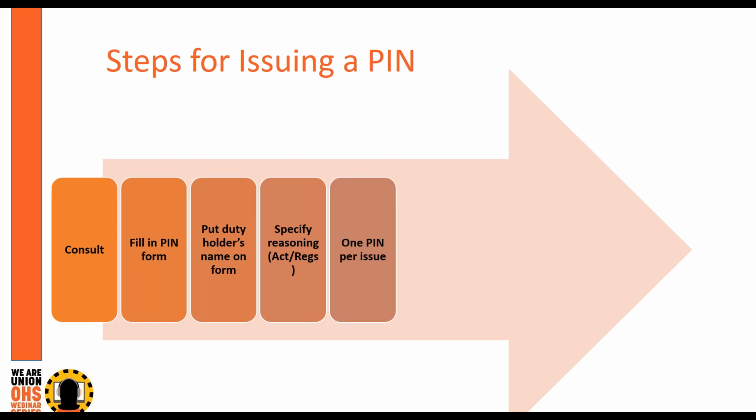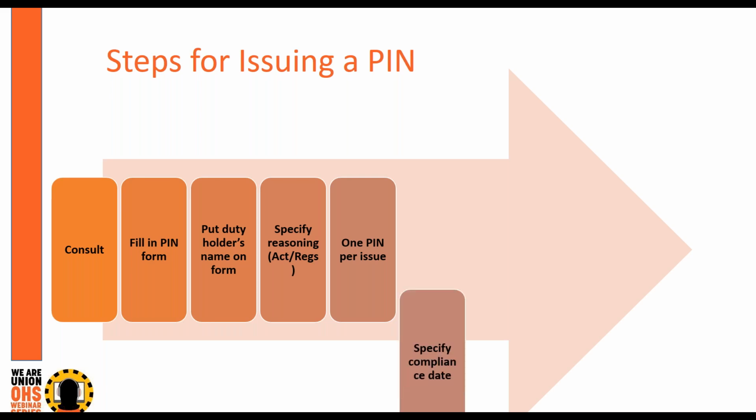One issue at a time. You can only deal with one problem or issue at a time on a PIN. If there are a few different problems like plant maintenance, use of chemicals and consultation, you need to write 3 separate PINs. If more than one issue is listed on a PIN and the employer challenges it, then it is likely that the inspector will rule that it is invalid.